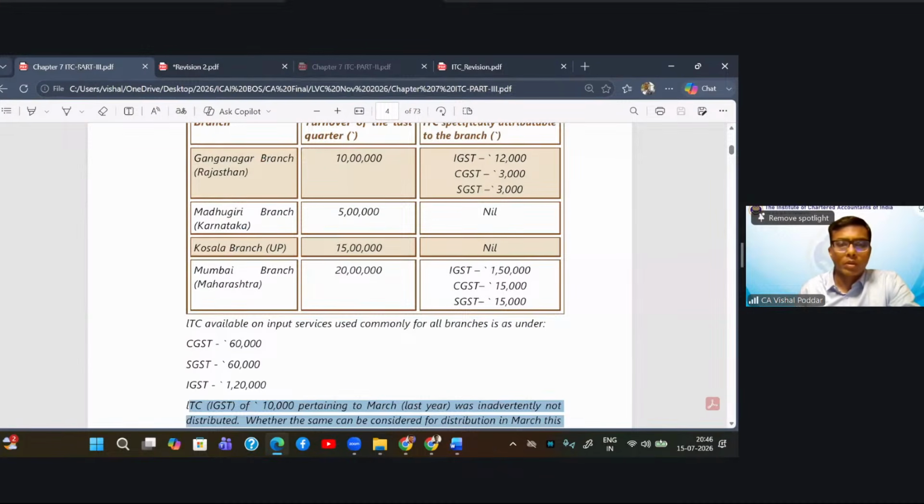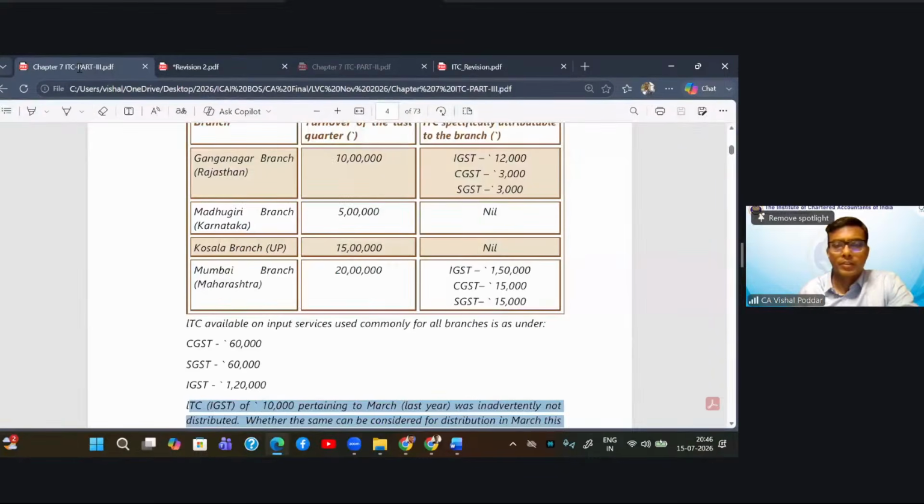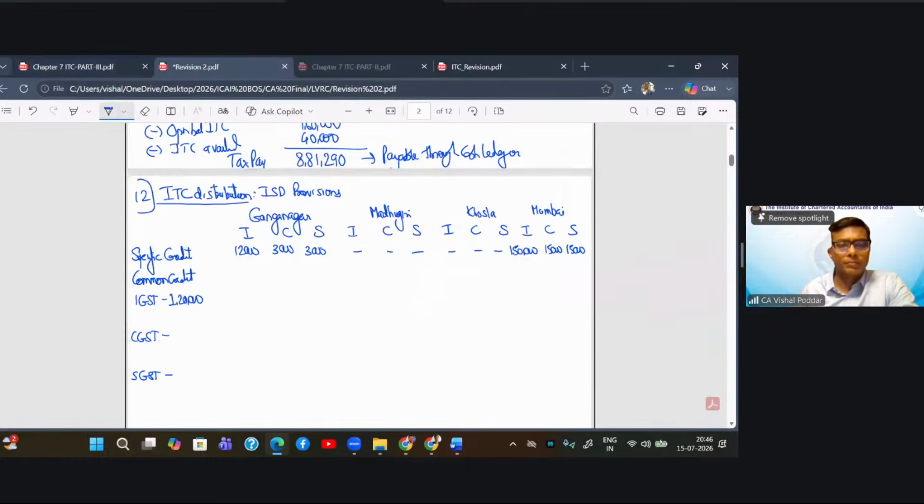Now, what are the common credits? IGST is 120. So first is IGST 120. Then we have CGST and we have SGST. CGST and SGST are 60,000 each. Okay? So we distribute one by one. So this 120.